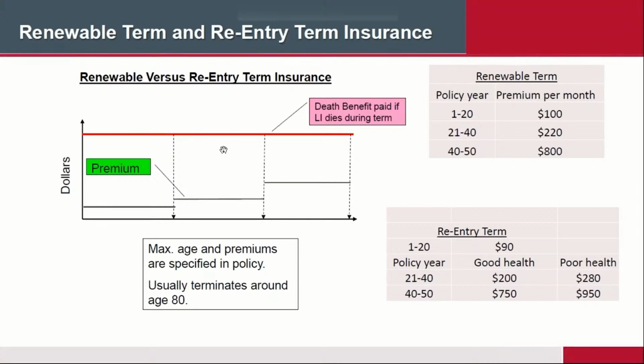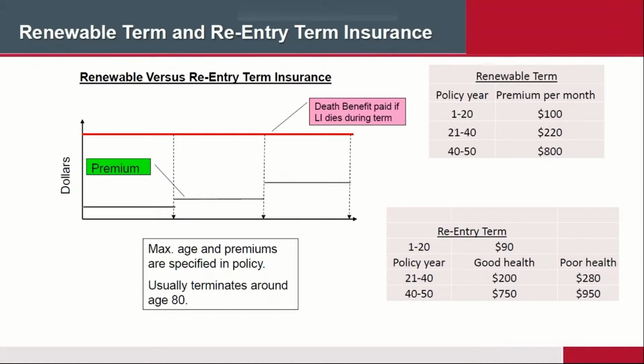So the maximum age and premiums are generally specified in the policy. So you have to look at the insurance company that you're dealing with to see what is the maximum issue age and what is that expiry date. Most term insurance policies will not go beyond age 80. In fact, the vast majority actually terminate at age 75. But there is the odd company, because today people are living longer, that will actually go to age 80.